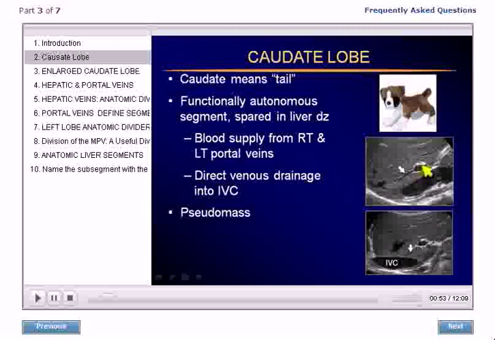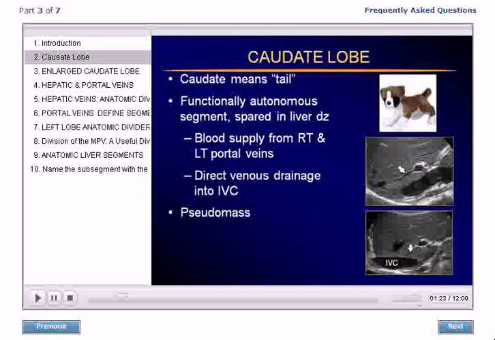And you can prove this to yourself if you carefully scan. If you have a good patient, a thin patient, and you look around the portal veins, you can see small branches entering the caudate lobe. And you can also see venous drainage, separate venous drainage directly into the inferior vena cava. And supposedly that drainage here is what helps to protect the caudate from other diseases.